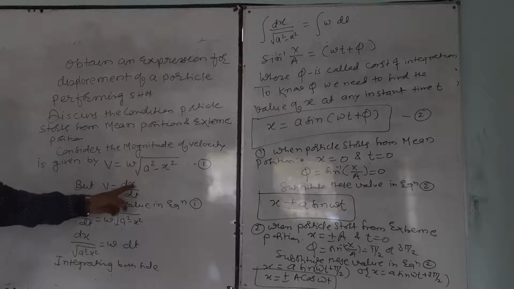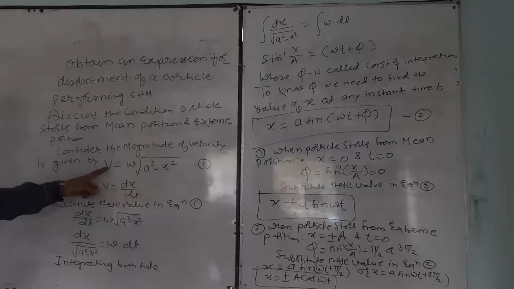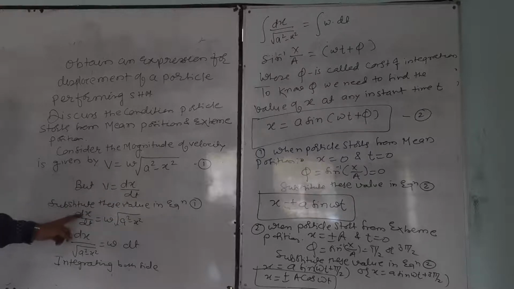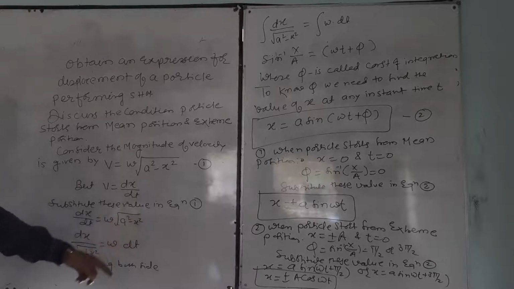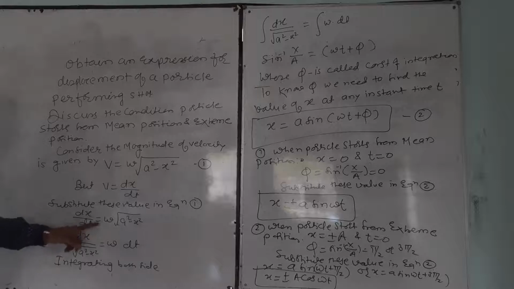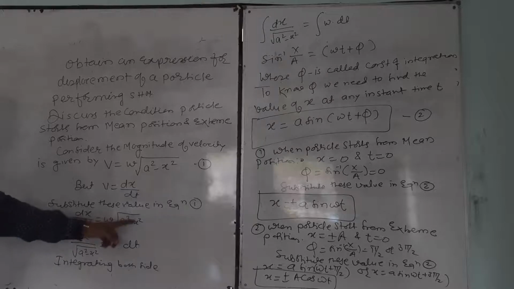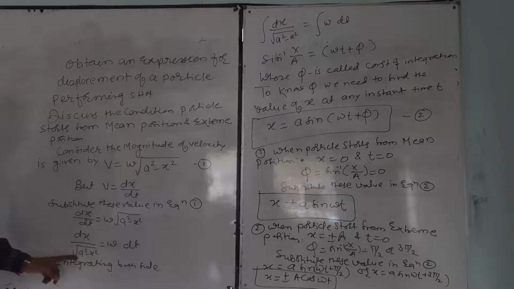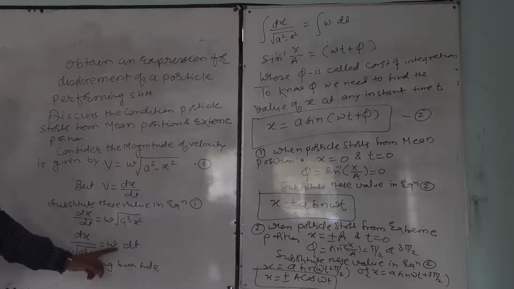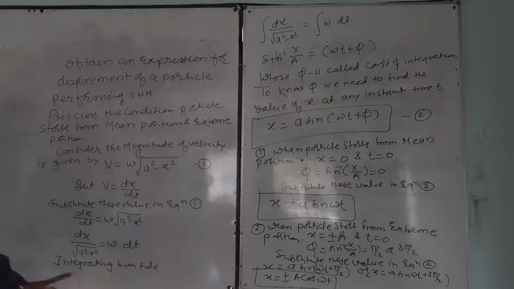But v is equal to dx upon dt. Substitute this value in this equation. dx upon dt is equal to omega under root of a square minus x square. Cross multiplication: dt goes to the numerator and a square minus x square goes to the denominator. Therefore, dx upon under root of a square minus x square is equal to omega into dt.